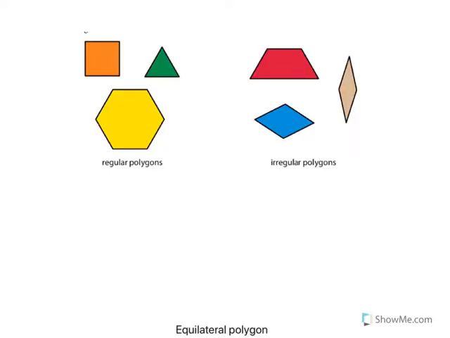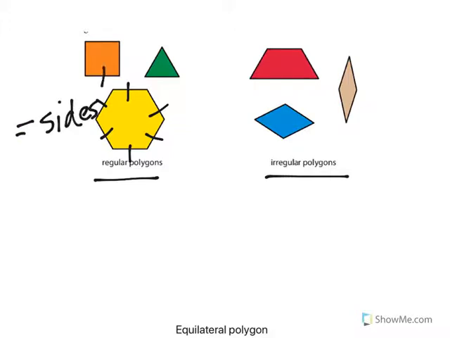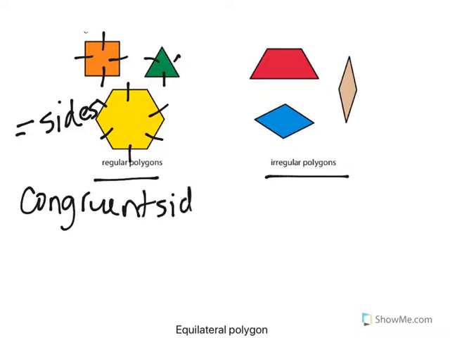Now, there's a couple other terms that we need to be familiar with. One is regular polygons, and the other is irregular polygons. A regular polygon has all sides and all angles congruent, meaning all of the sides are the same length, okay? So we see here this hexagon has 6 equal sides, okay? And then we see that our square has 4 equal sides. Our triangle has 3 equal sides, okay? So it has congruent sides and also congruent angles, okay?